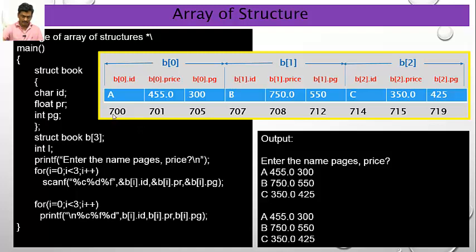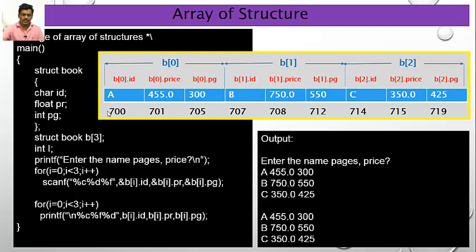That is, 700 is the 0th location. The starting address is 700. 707 is the address of the b of 1 location. 714 is the b of 2 address. But b of 0 consists of 3 members: one for character, next for float, and third one for integer. So how many bytes are required? Character 1 byte, float 4 bytes, integer 2 bytes. Totally 1 plus 4 plus 2, so 7 bytes are required. So the size of b of 0 is 7 bytes.